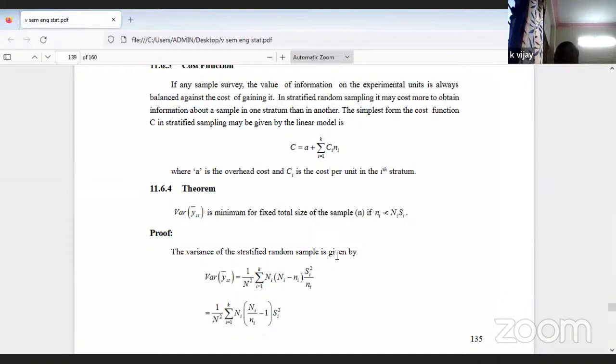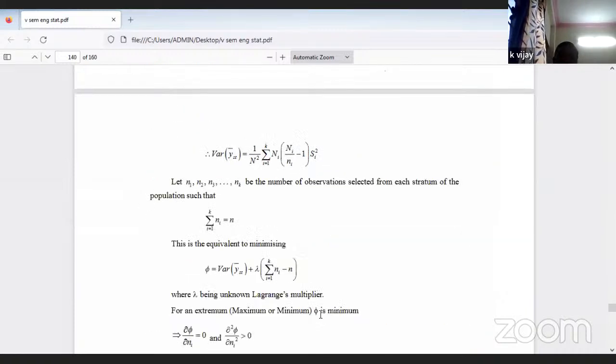Now, the variance of the stratified sample is minimum for a fixed total size of the sample when n_i is proportional to N_i S_i. See here, the variance of the stratified random sample, variance of y bar st is 1 by n square summation of i is equal to 1 to k N_i (N_i minus n_i) S_i square, with n1, n2, n3 and so on up to nk being the number of observations selected from each stratum of the population.